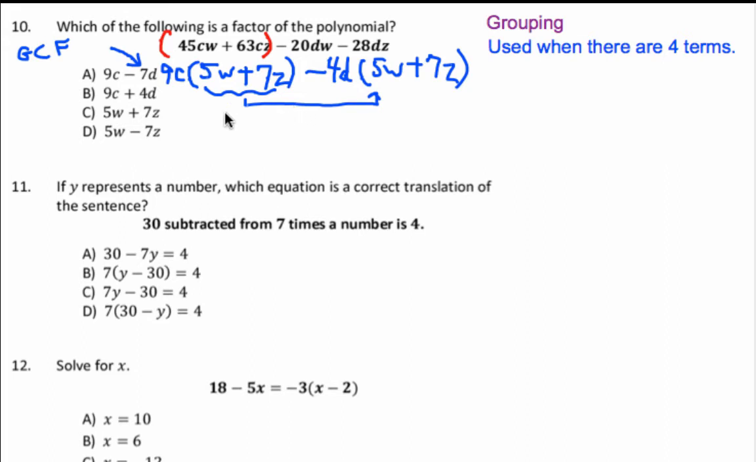So now what we do is factor out the common binomial, 5W plus 7Z, and we're left with 9C minus 4D. Now they ask which is a factor, so 5W plus 7Z appears as choice C, so that is the answer. If you want additional detail with question number 10, refer to question number 10 on sample A.